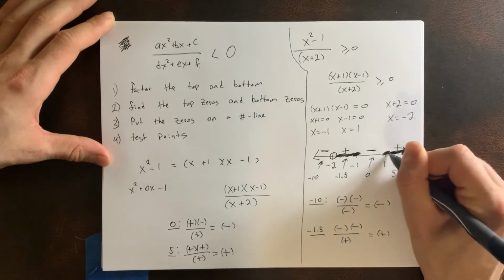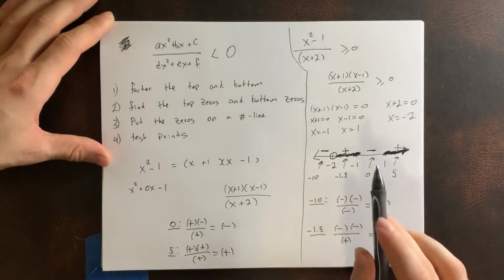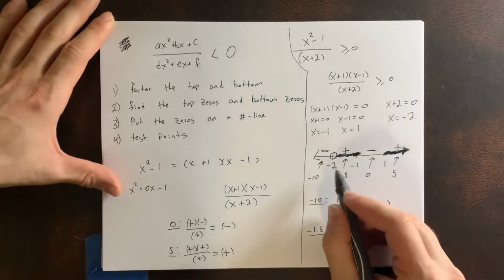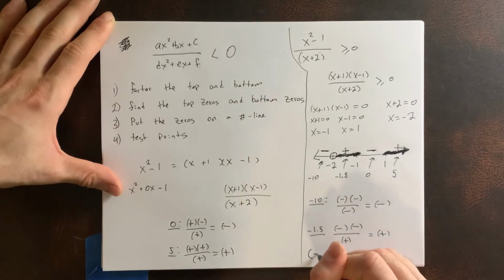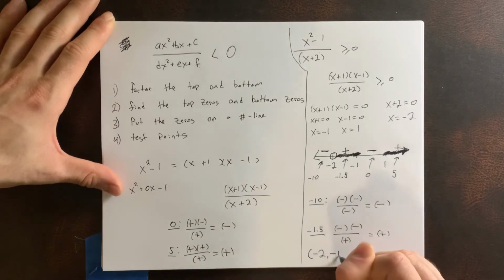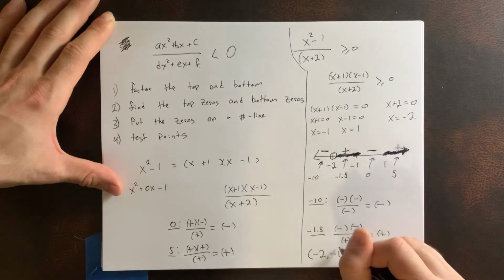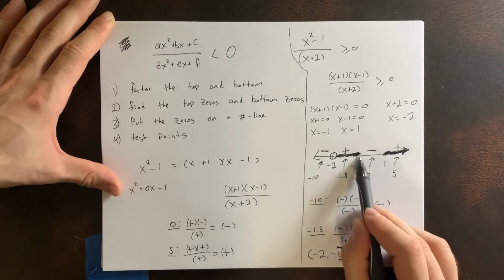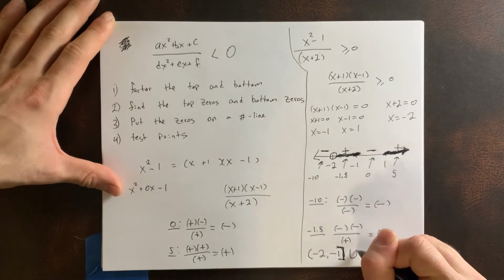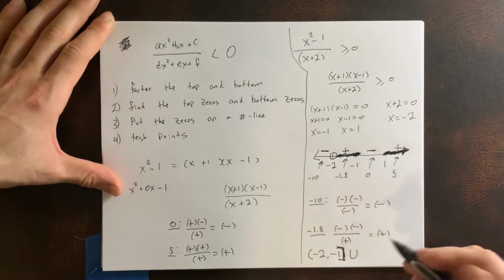So the answer is everything we just shaded. So let's write what we shaded. We have -2 to -1 with a parenthesis on -2. Sorry, we're going to put a bracket on -1 because it's a closed dot. So a parenthesis on -2, a bracket on -1, then the union symbol, and then we're going to have 1 all the way up to infinity.